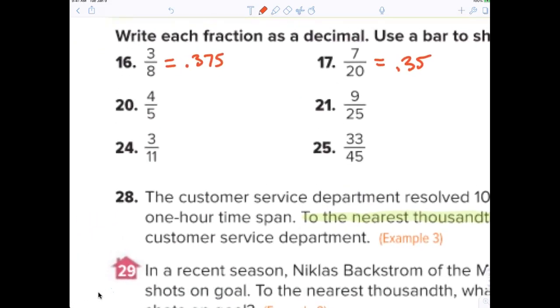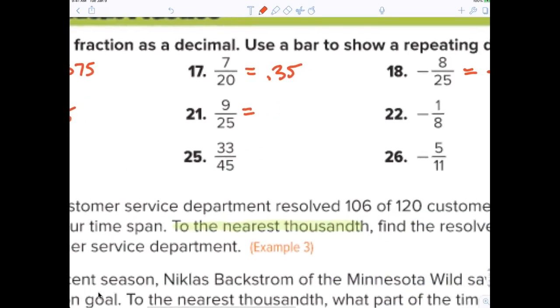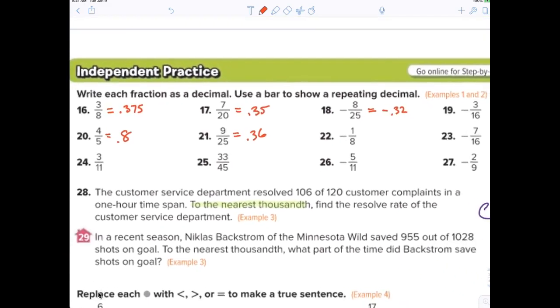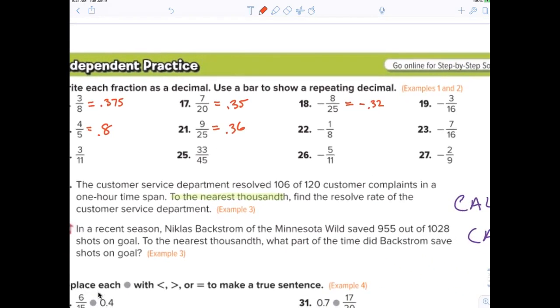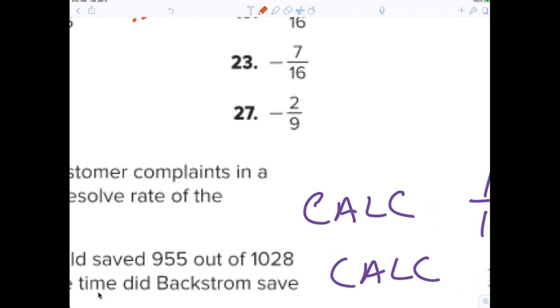Okay, 4/5. We should know 4/5. What's 4/5? Yes, 0.8. We should do 9 over 25. Wow, good job, buddy. 0.36. Good job. All right, hold on a minute. And then, we know 2/9. What's 2/9? Negative 0.2 repeating.